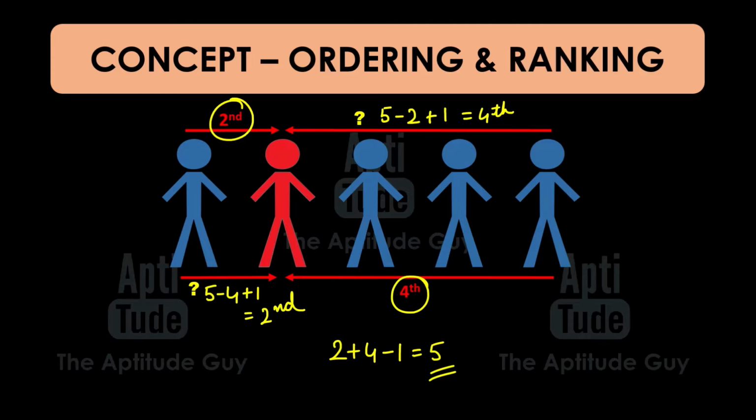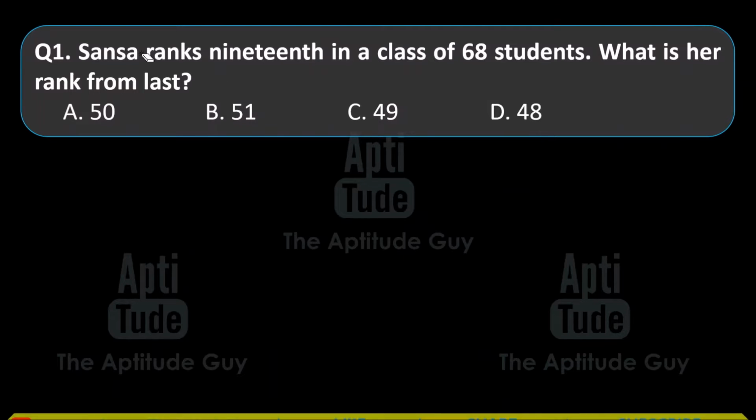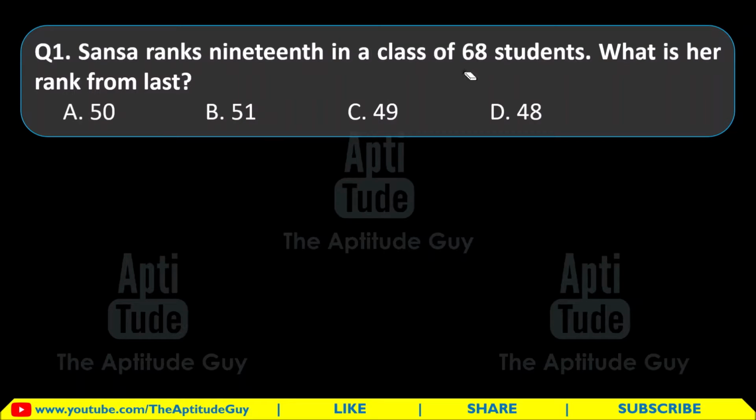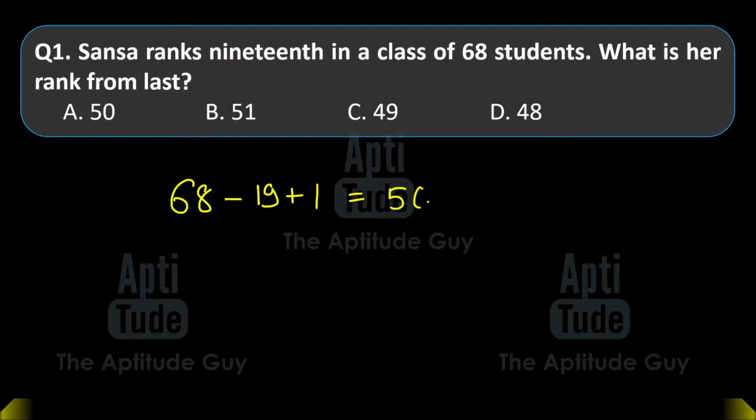Now, let us go back to that question. Yes, now I'm 100% sure you know what the answer is, but still, let us solve it. Sansa ranks 19th in a class of 68 students. What is her rank from last? So obviously the answer will be total number of people 68 minus 19 plus 1. That is equal to 50th. So the rank from this side is 50th. Done. Very simple question. I know that you have no doubts in this right now. So let's move on to the next one.